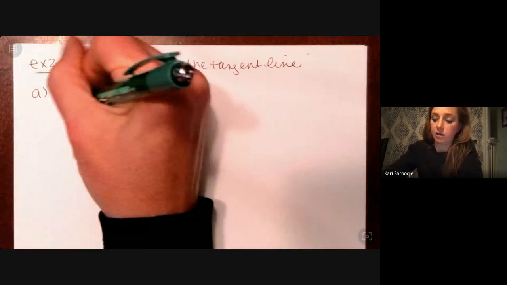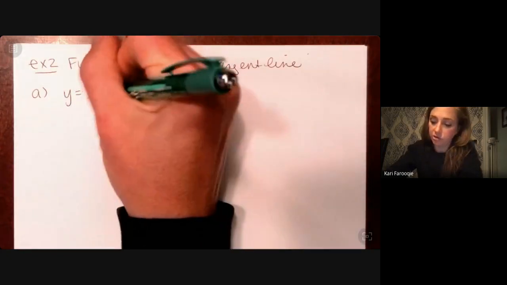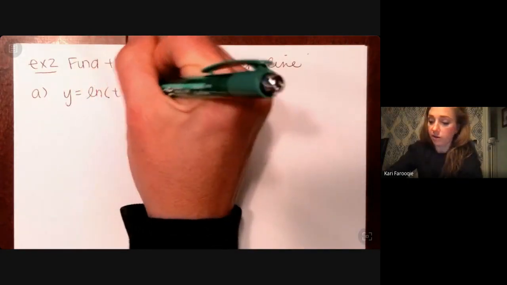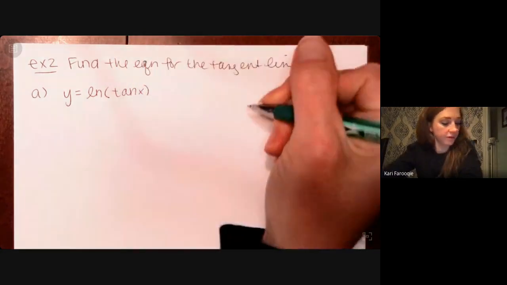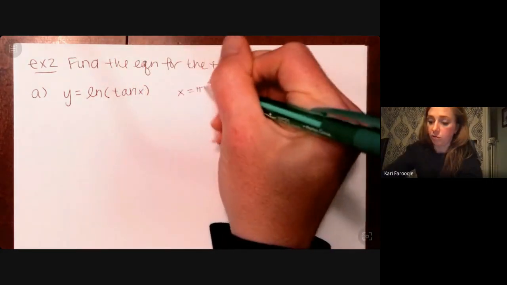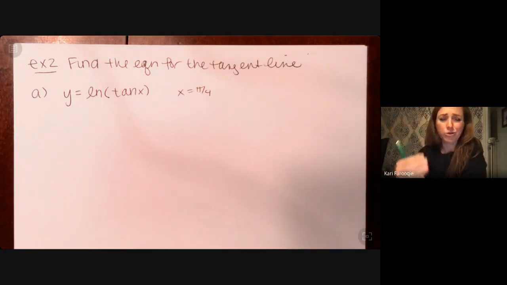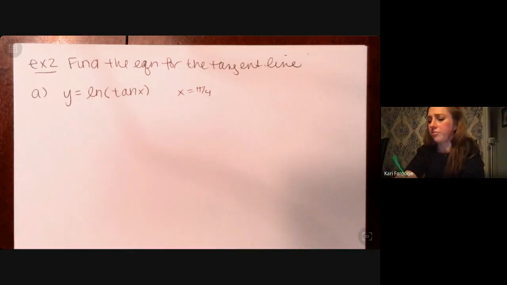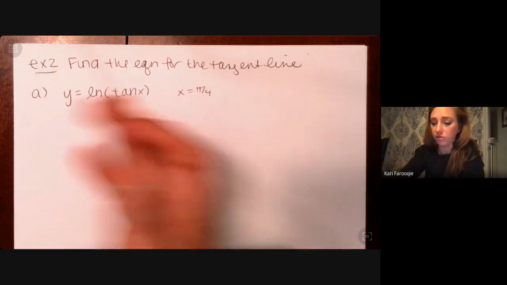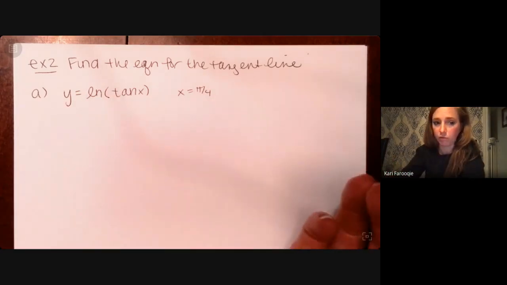All right, so A is y equals the natural log of the tangent of x. And we're going to let x be pi over 4. Now, sometimes you're going to be given right away the point. Usually in this book you are. Sometimes you're just given a value for x. So since we know we're going to find the equation for the tangent line and you know you're going to need c and f of c, you might want to just go ahead and, if you think about this as f of x, just find f of pi over 4.